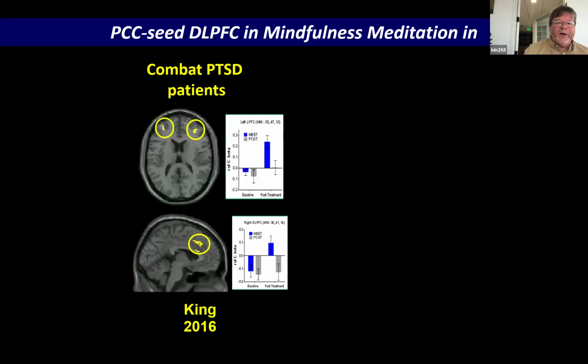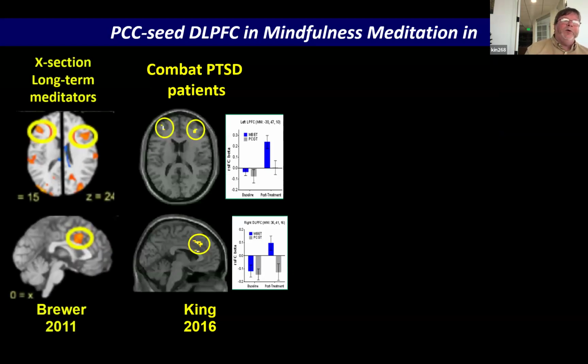So this is our study in 2016. This is Judd Brewer's data in long-term meditators. So this is cross-sectional, not pre-post. Interesting, it looks exactly the same. I thought I called Judd, I forget. Jesus Christ, they look identical. But ours is a longitudinal trial, and it's with PTSD patients.